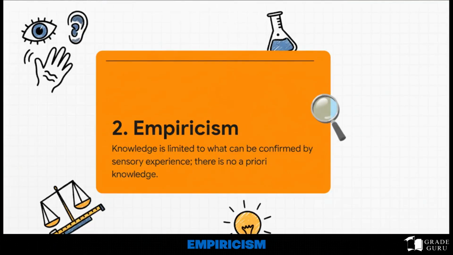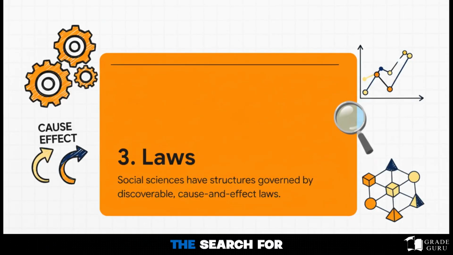Second, we've got empiricism. This one's a pretty strict rule. It says that real knowledge can only come from things we can experience with our senses, what we can see, hear, or measure. The exam takeaway says it all. If you can't observe it, you can't know it. Simple as that. Third, the search for laws.